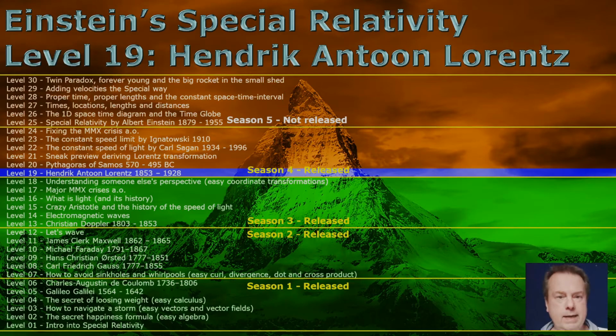Hi, my name is Tom and you are at level 19 out of 30 easy steps to learn everything about Einstein's special relativity. This is the C level for level 19, the one where we are actually going to do some rock climbing. Are you ready?